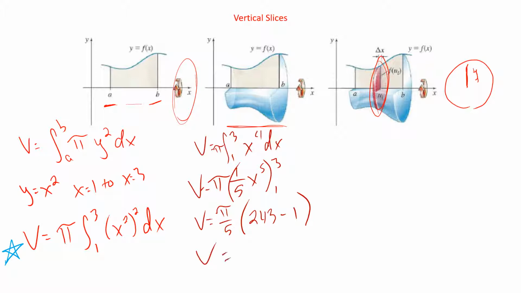So the volume equals 242 pi over 5, which, if you're checking it in your calculator or getting a decimal approximation, is going to be about 152.05 or so.